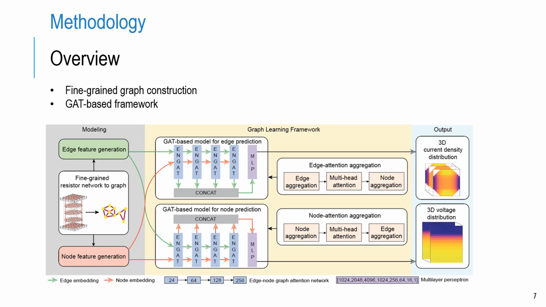This work aims to develop an end-to-end supervised machine learning framework for predicting the current density and voltage distribution within TSVs. Our methodology consists of two main parts. First, we propose a method to transform the irregular TSV structure into fine-grained graphs, enabling effective graph learning. Second, we design two GAT models. One model predicts the 3D current density distribution, while the other predicts the 3D voltage distribution. Next, I will introduce these two main parts in detail.